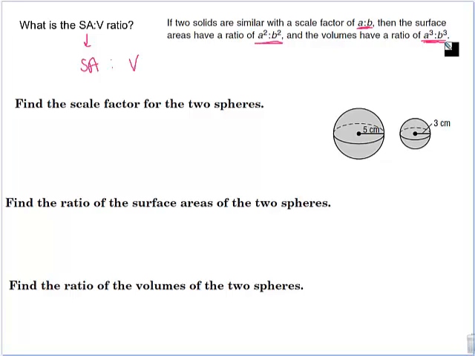So for example, we first just want to find the scale factor of the two spheres. Well, something to take note of is that all spheres are going to be similar to each other.